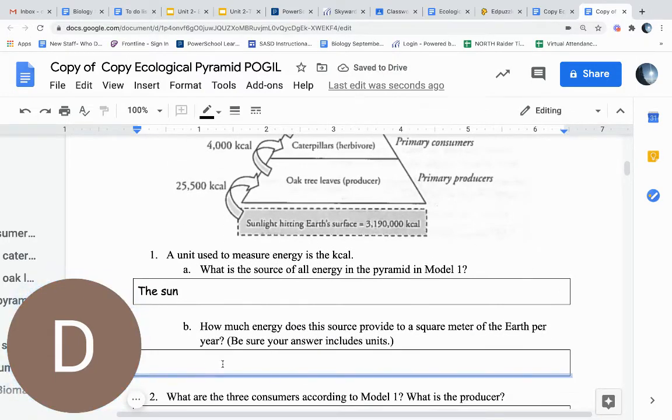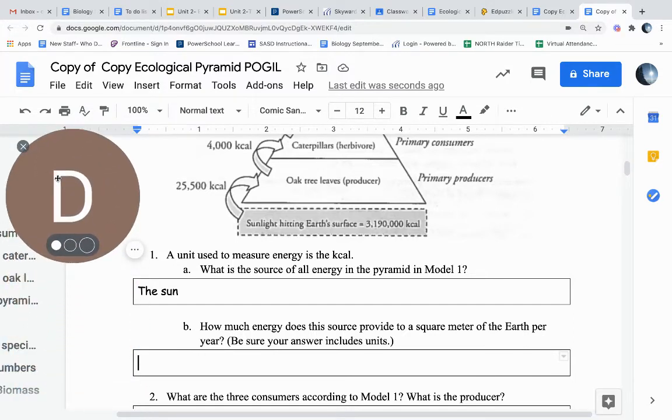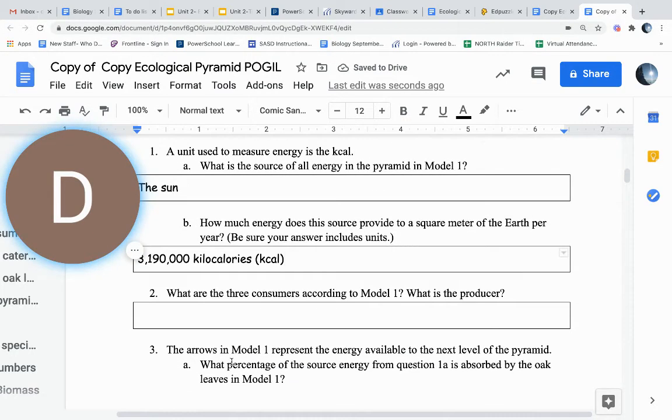Number 2, how much energy does this source provide to a square meter of the Earth per year? So we need to think about a quantity, a number. How much does it provide to the Earth per square meter per year? That is going to be this large 3 million value here. So it's going to be 3,190,000 kilocalories. That's how you would write that out, kcal for short. That's the abbreviation.